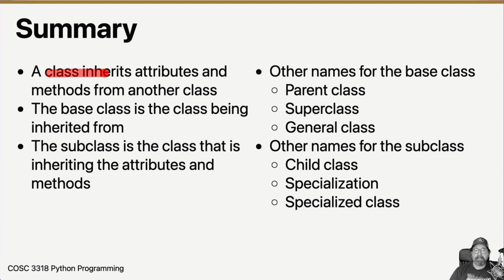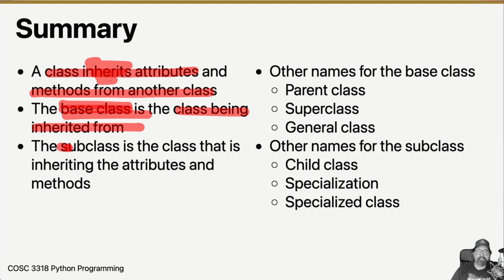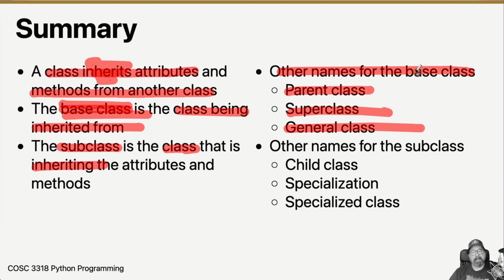In summary, a class inherits its attributes and methods from another class. That's what inheriting is, okay? So it's like it copies the attributes and the methods from the base class into the child class. The base class is the class being inherited from. That's terminology. The subclass is the class that is inheriting, okay? So we saw a whole bunch of different inheritance kind of stuff. We also have other names for the base class: parent class, superclass, generalized class, base class, and then other names for subclass, the class that is inheriting. This here is child class, specialization, or specialized class. You'll find all of these words being used to describe this, okay?